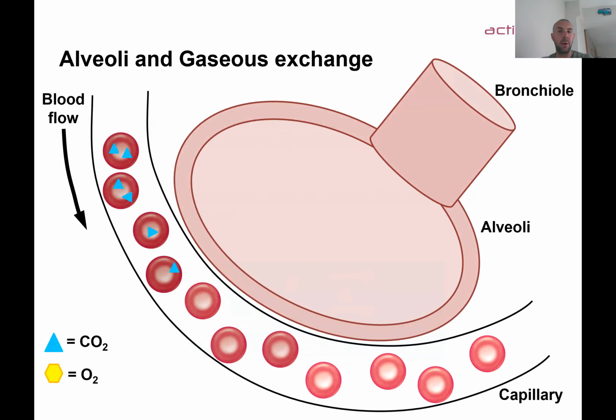Here goes a little diagram of the gaseous exchange. So you've got blood flow. So this is the capillary down here. And here's your CO2 molecules here. And they diffuse back into the alveoli, and new oxygen comes in. Lovely little diagram there for you.